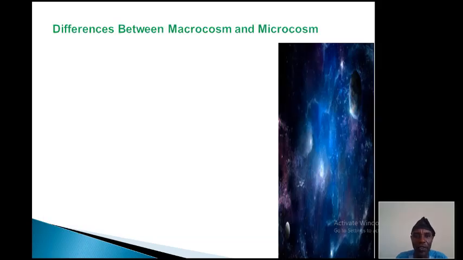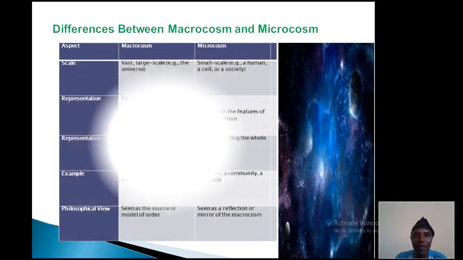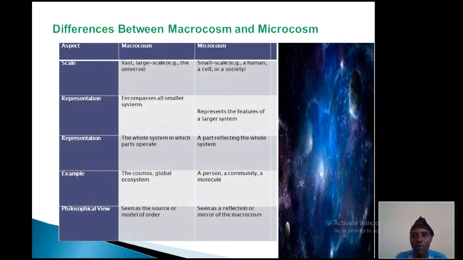Now, we want to see the differences between macrocosm and microcosm. And we're going to base it on the scale, representation, example, and philosophical view. On that scale, macrocosm is vast and large, that is the universe. The microcosm is small in scale, an human, cell or society.